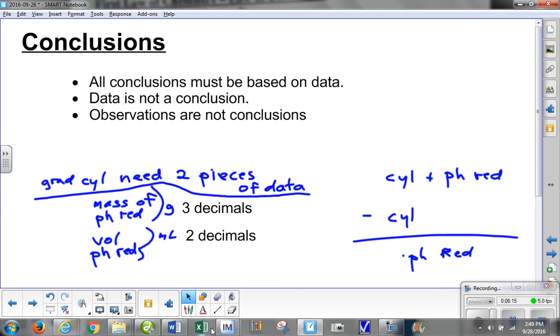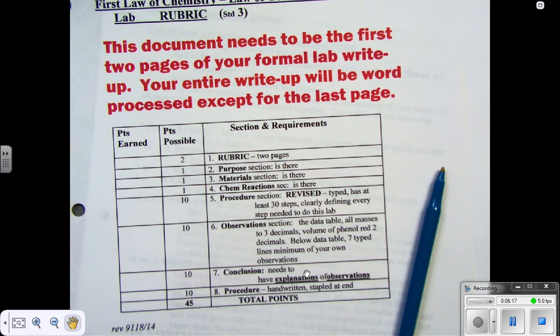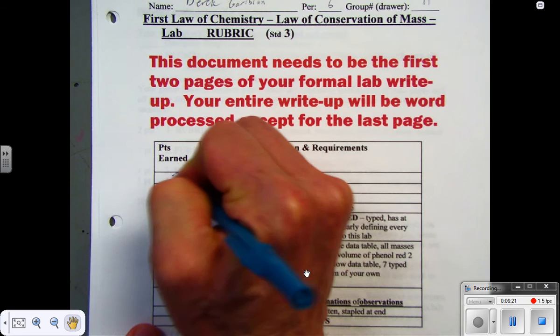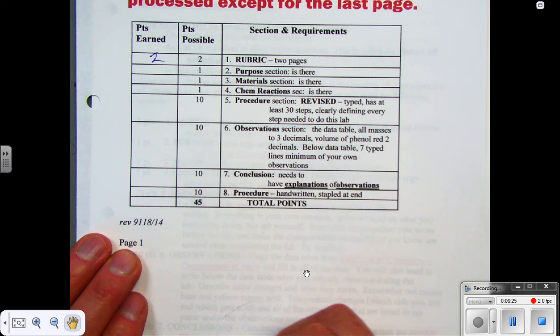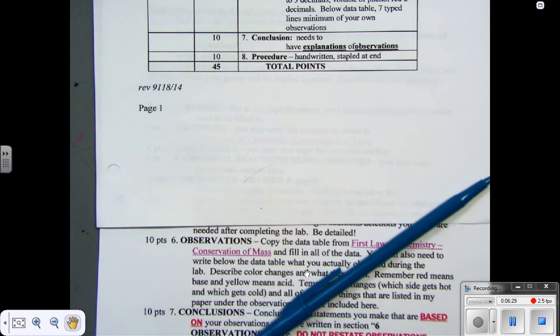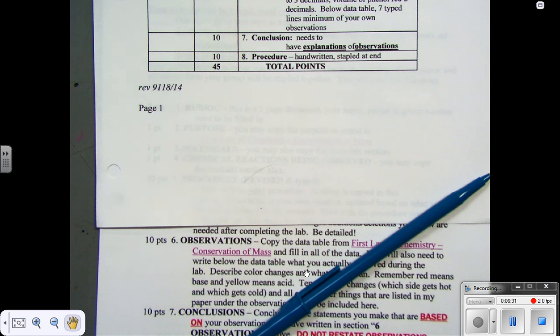Okay, let's get back and finish grading this thing. So I'm looking at the rubric. Rubric is fine. I'm going to give him 2 points. I don't see page numbers. I should see page numbers down here, and there is none. So I guess we better learn how to do a page number, huh?